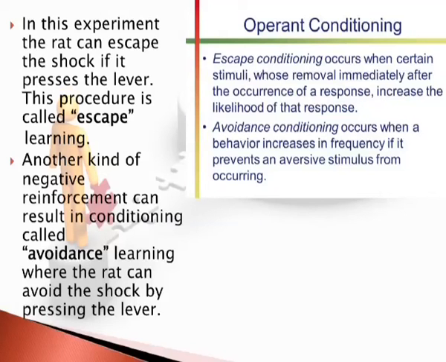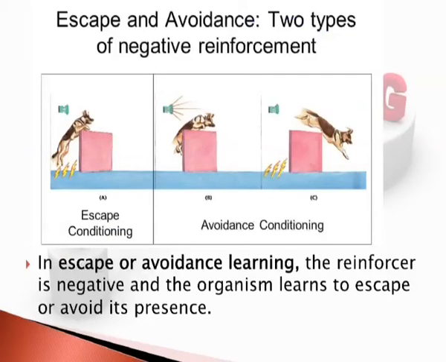In this experiment, the rat can escape the shock if it presses the lever. This procedure is called escape learning. Another kind of negative reinforcement can result in conditioning called avoidance learning, where the rat can avoid the shock by pressing the lever. In escape or avoidance learning, the reinforcer is negative and the organism learns to escape or avoid its presence. How do we reinforce the correct responses?